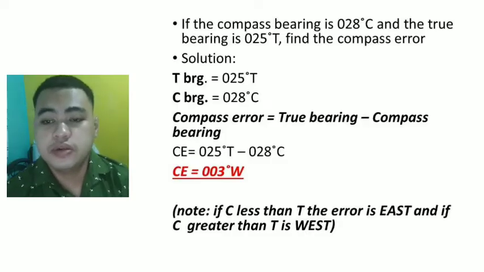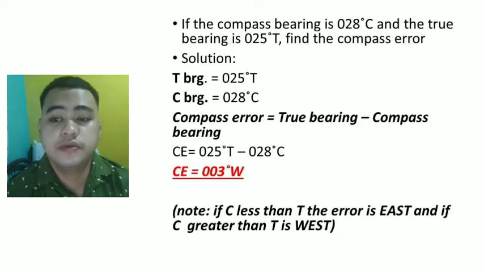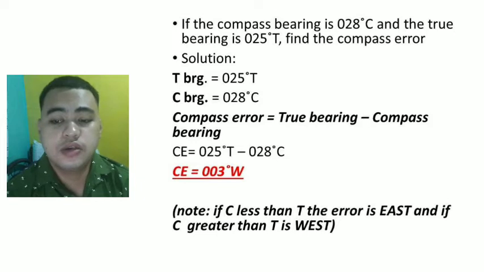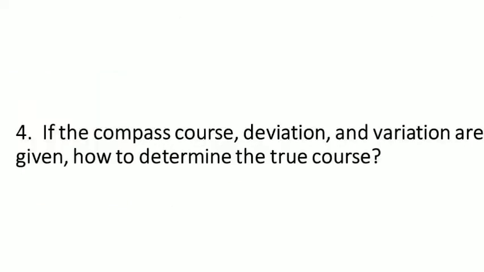So here is the example. If the compass bearing is 008 degrees compass and the true bearing is 005 degrees true, find the compass error. The given are true bearing 005 degrees true and compass bearing 008 degrees compass. The formula we are going to use is compass error equals true bearing minus compass bearing. So 005 degrees true minus 008 degrees compass equals the compass error, which is 003 degrees west. We should take note that if compass is less than true, the error is east, and if compass is greater than true, it is west.